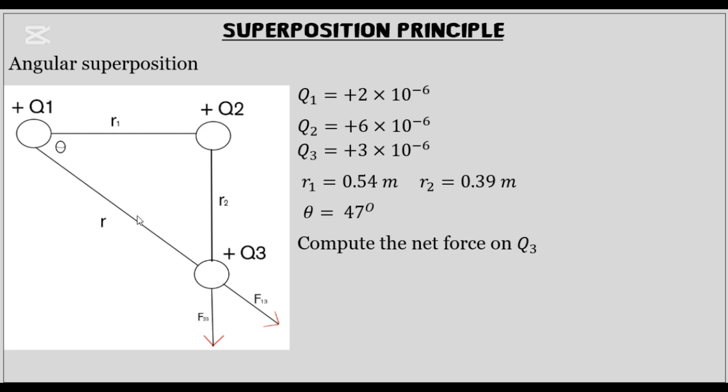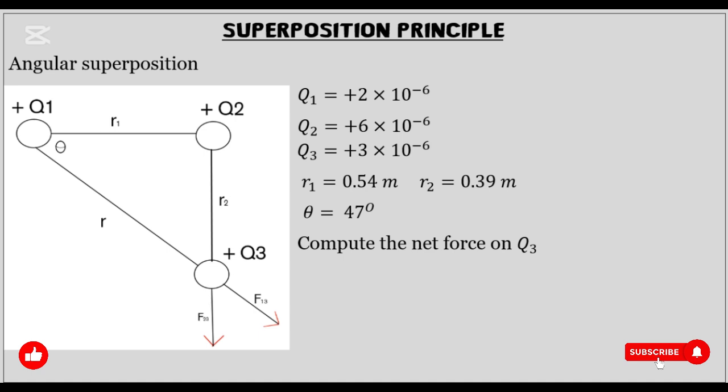F13 is a repulsive force because the charges are the same. Therefore, the force will move away from Q1, coming at this angle. Then Q2 and Q3 will also have a repulsive force, so Q3 will move away from Q2, coming down as located here. Now we have our parameters given: Q1, Q2, Q3, the distances R1 is 0.54 and R2 is 0.39, and the angle is 47 degrees. So now let's look at how we go about this question.